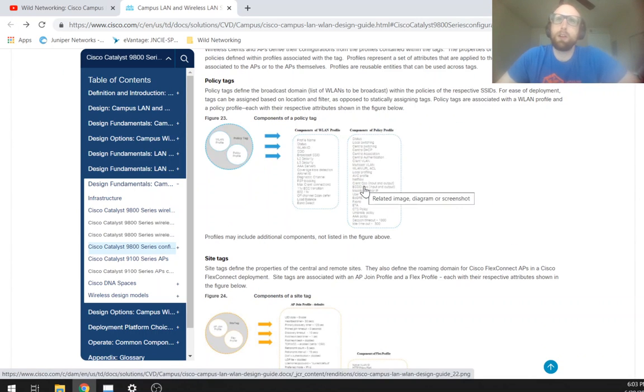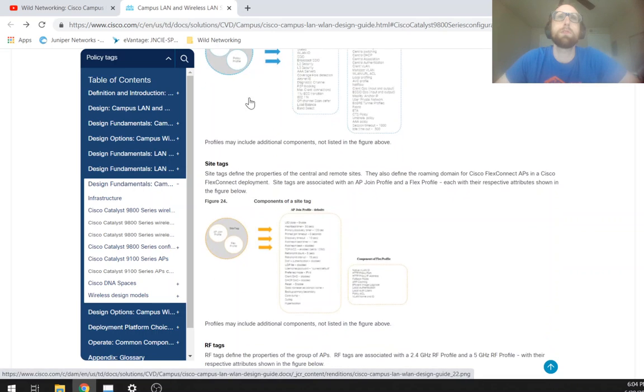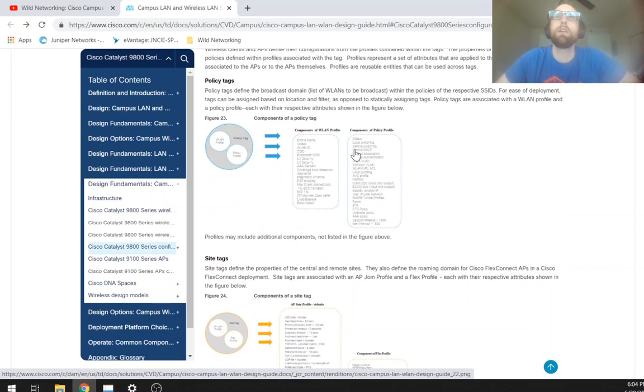Profiles may include additional components not listed in the figure above, and this is not an all-inclusive example. There are additional things that can be added to either of these, and it makes me wonder, are there things that overlap and could be added to both? This is actually not an accurate diagram. It should be more like a Venn diagram because we can see status belongs to both of these. So these should be overlapping according to what we have here.